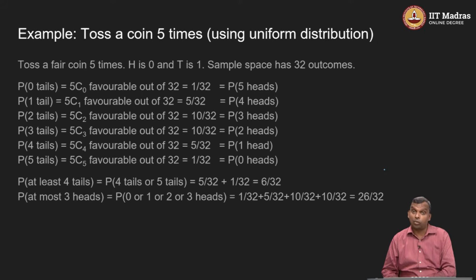You may also ask questions like the probability of at most 3 heads. Okay, so what is at most 3 heads? 0 or 1 or 2 or 3 heads. And you add up the probability of each of them, you get 26 by 32.